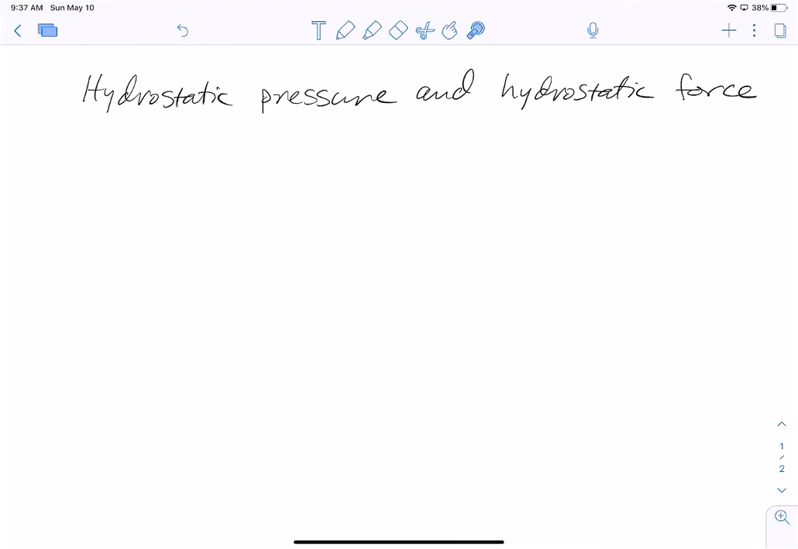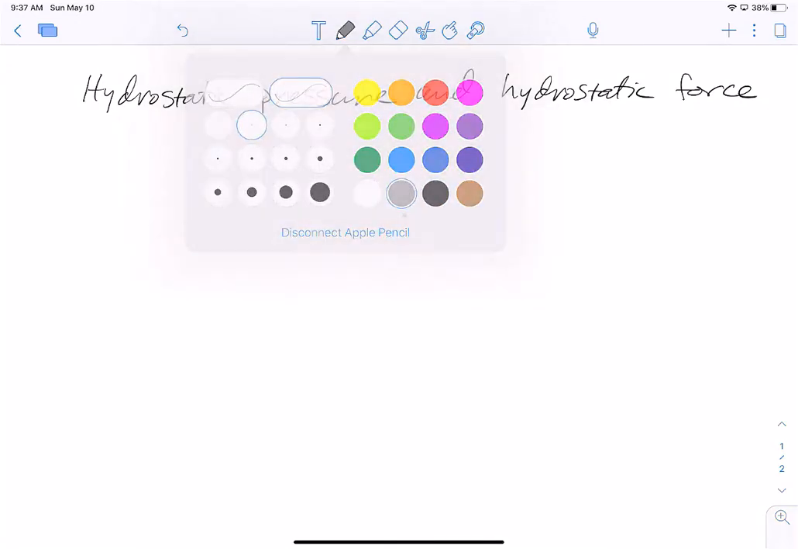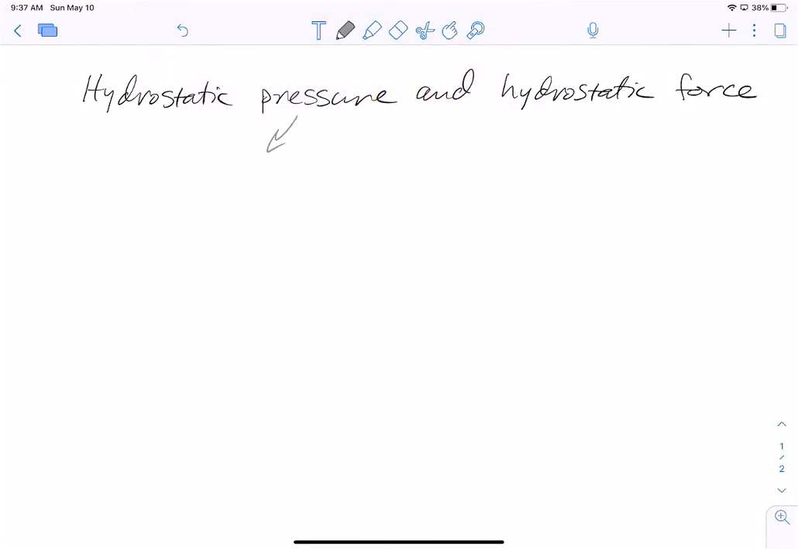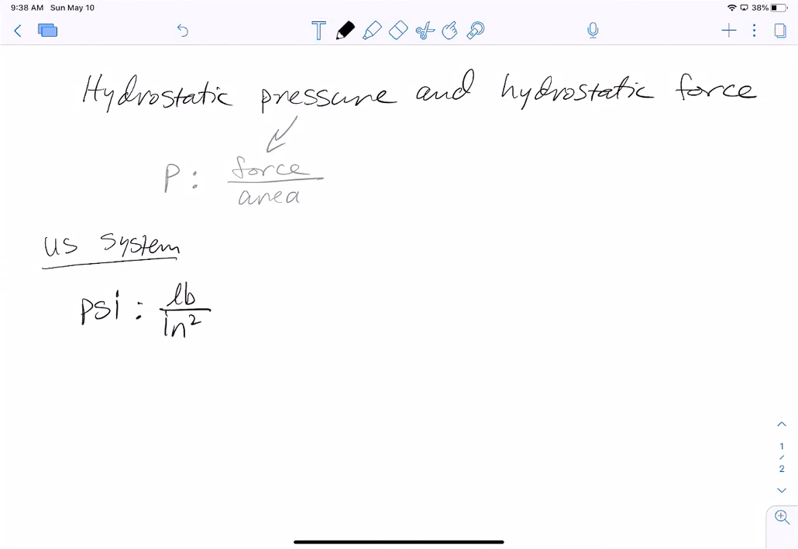We're going to begin our discussion with hydrostatic pressure and hydrostatic force by thinking about what they are and what their units are. Pressure is force per unit area. And in the system that we use in the US, you might see that as PSI, which is pounds per square inch. This is what you might see on a car tire.